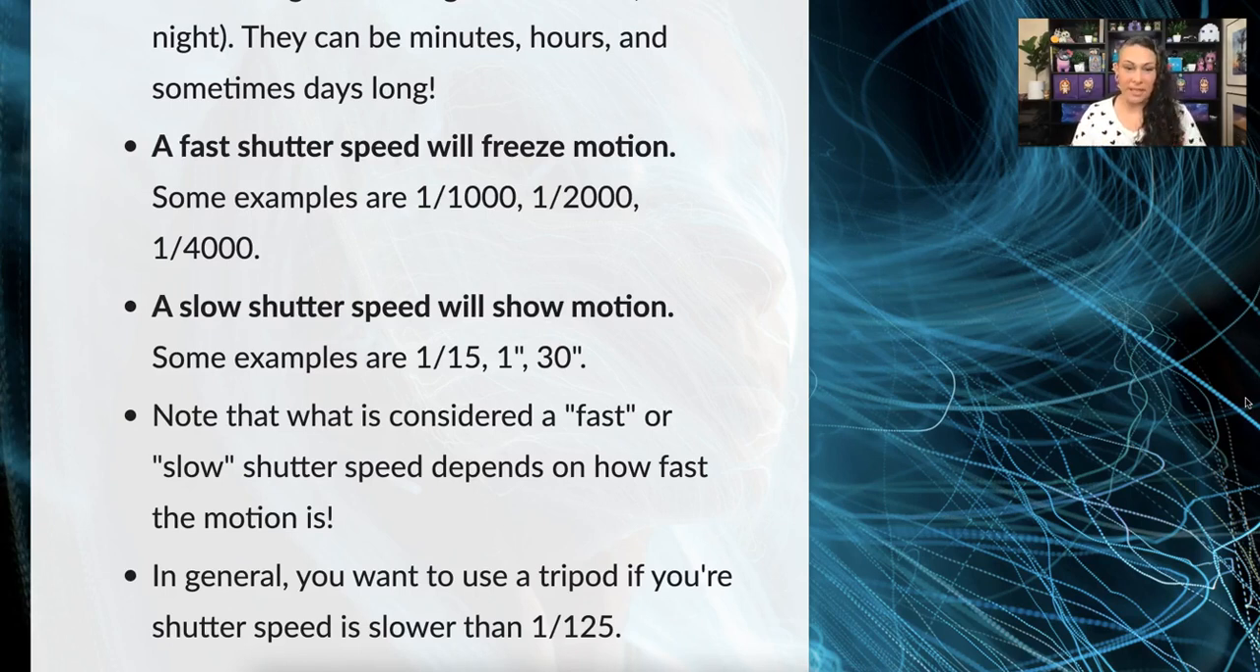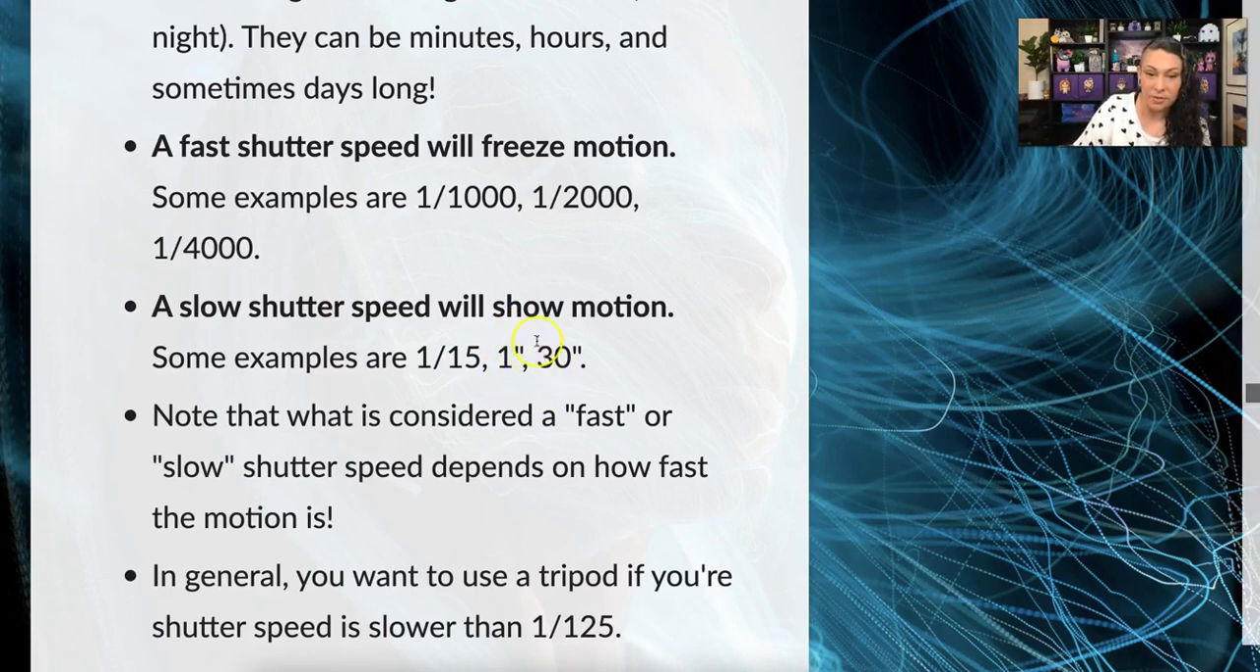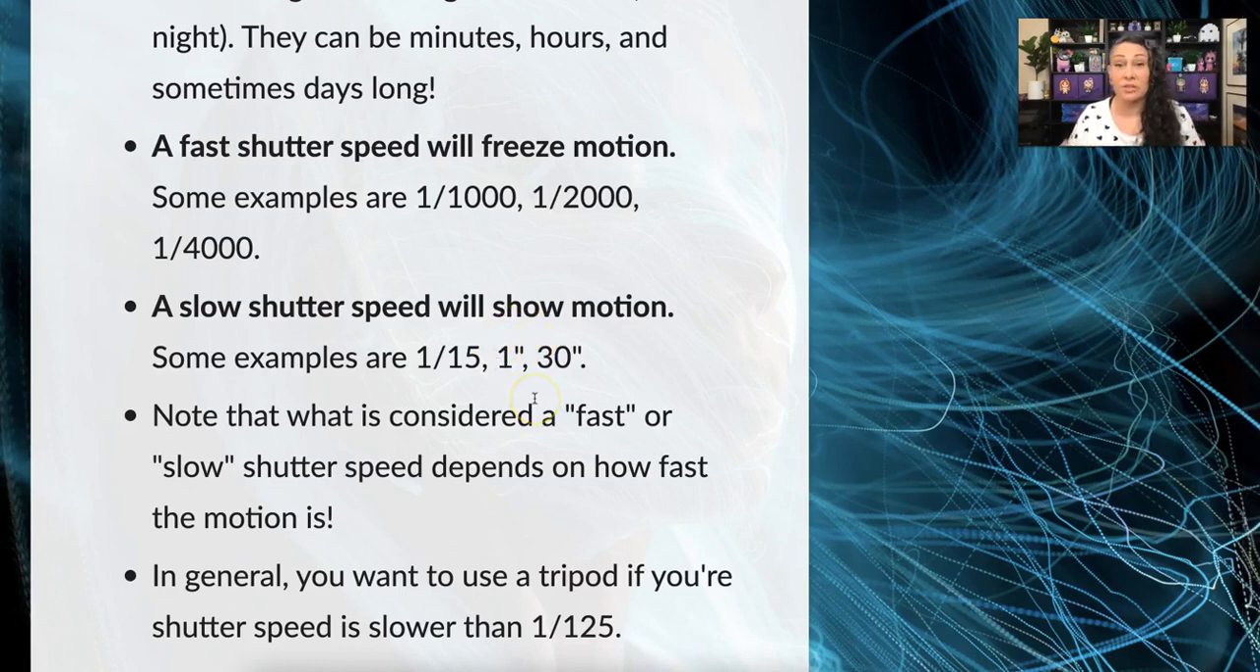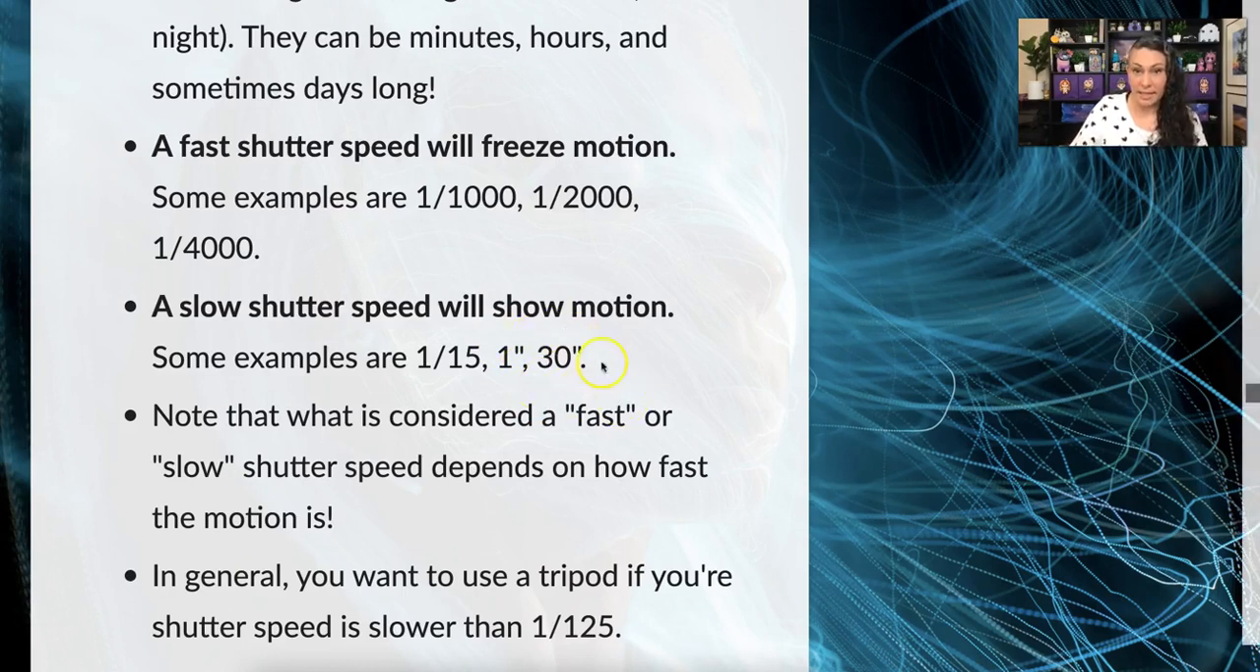A slow shutter speed will show the motion. Some examples of this are 1/15th of a second, 1 full second. Whenever you see this little quotation mark next to a number when we're talking about shutter speed, that stands for a second long. 30 seconds, these are all different options.